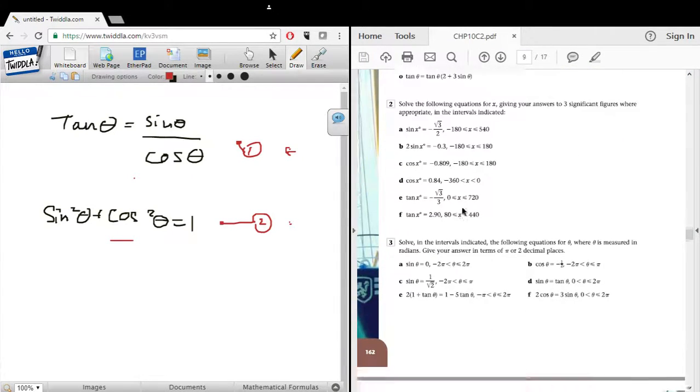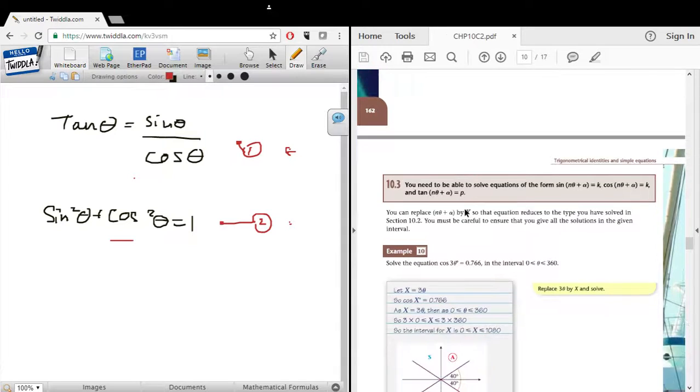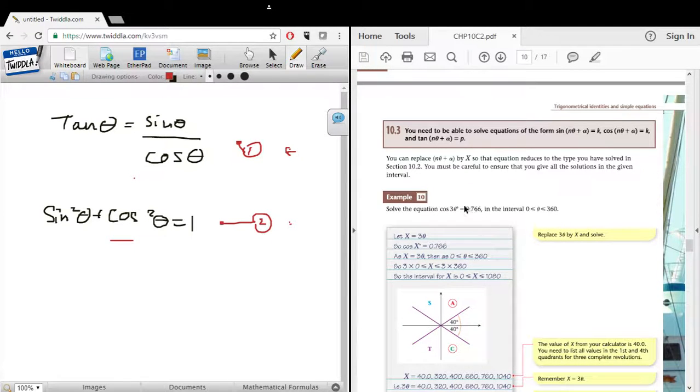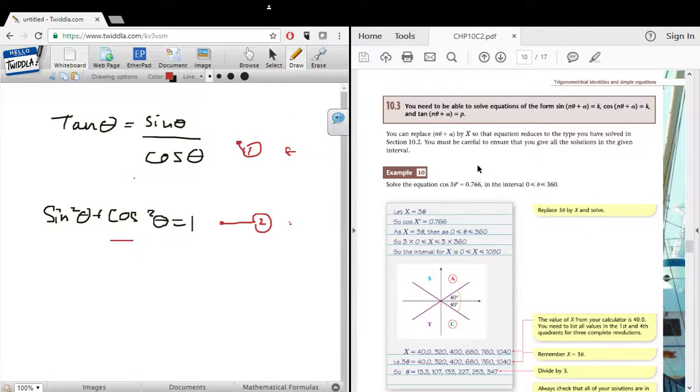And then we have exercises here for you to complete. And then this example is just demonstrating using a different sort of transformation. So in this equation here, you can see that you have cos 3 theta equals such between this interval. Now what has been asked of you to do is you can replace n theta plus alpha by x. So the equation reduces to the type you have solved in section 10.2.